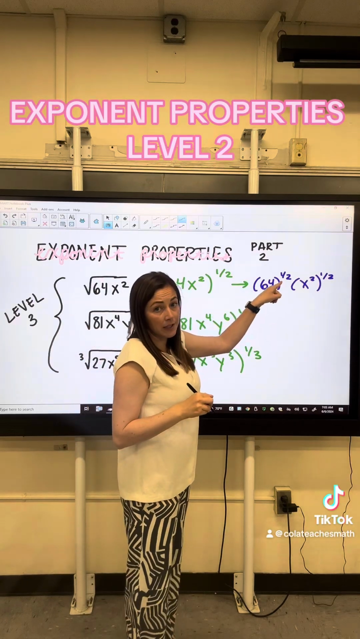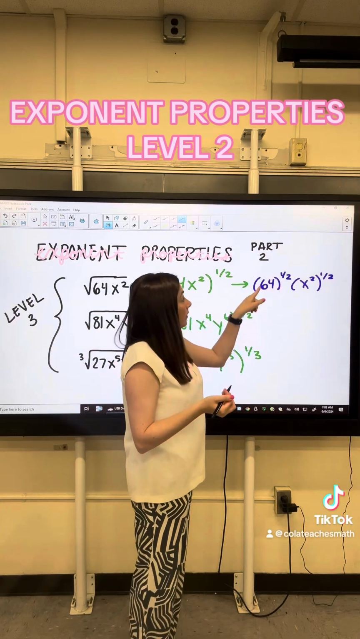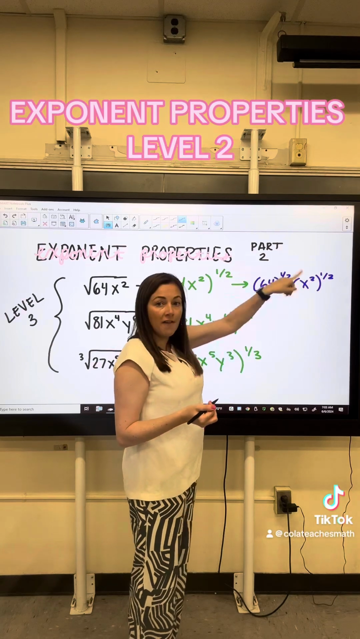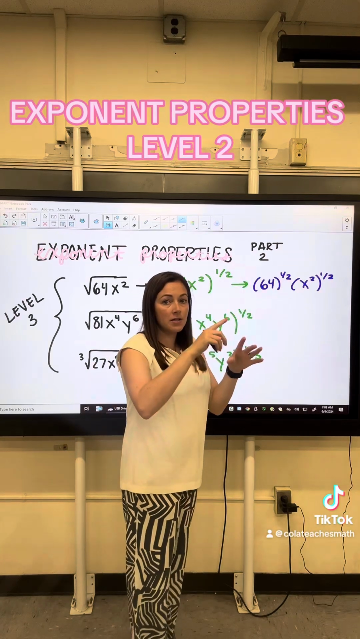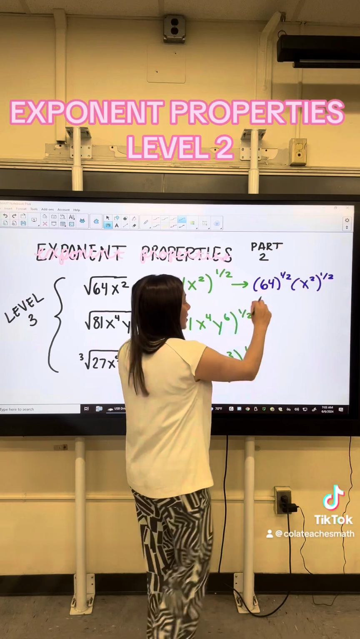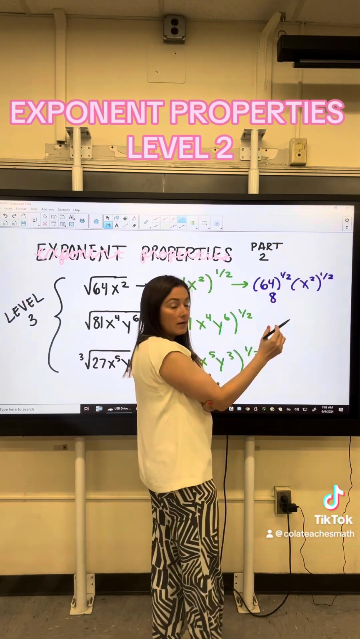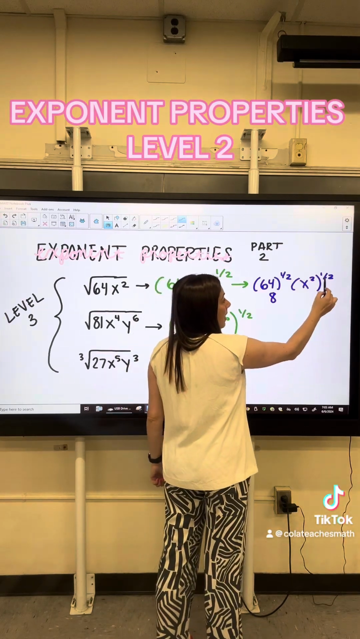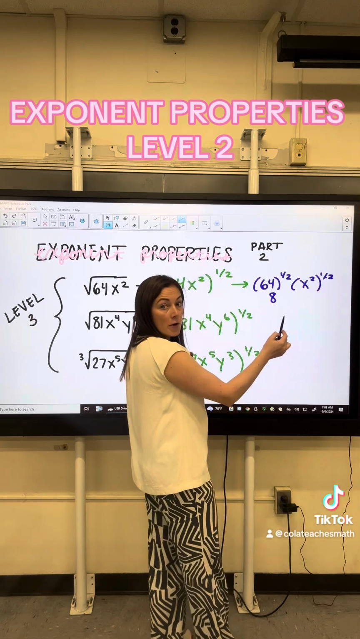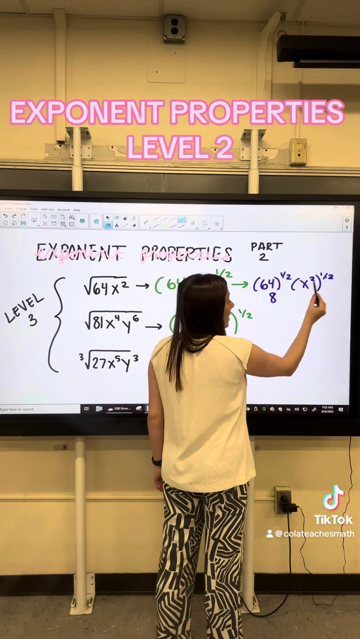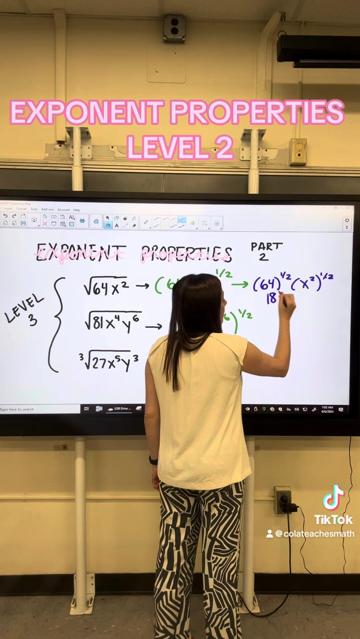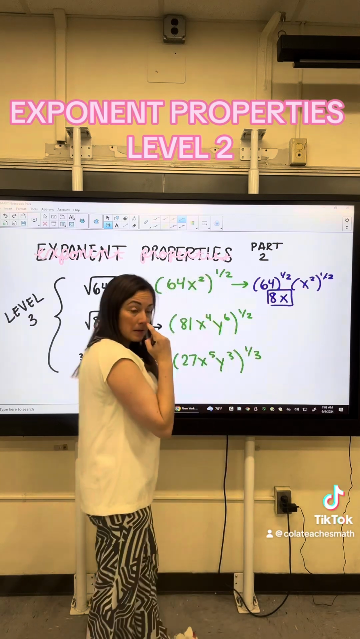You do have a calculator on this test, or in general. But anything to the 1/2 power, you have to remember, anything to the 1/2 power is a square root. So the square root of 64 is 8. And now what do you do to these powers, two powers? You're just going to multiply them. So 2 times 1/2 is going to be 1. So this simplifies to 8x.